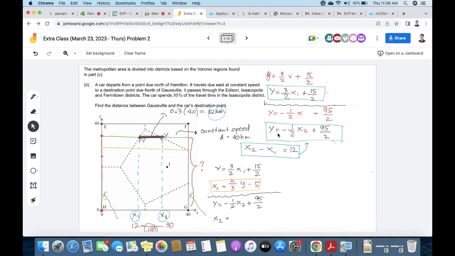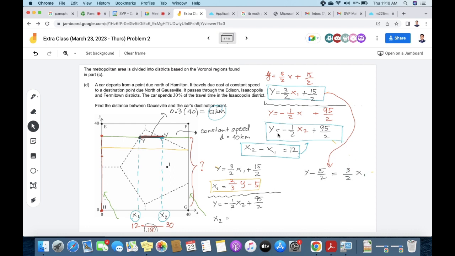No, x sub 1, we cannot solve it yet because what we can do here is just to manipulate this one. So from here, we can manipulate it so that we can have an expression for x sub 1. So we transfer 15 over 2 to the left side. So that's y minus 15 over 2 equal to 3 halves x sub 1. Do you follow?